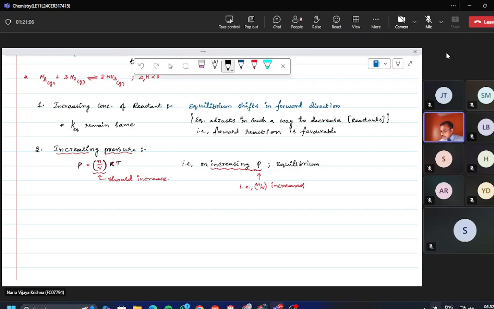Then equilibrium shifts in such a way to decrease N. Equilibrium shifts in such a way to decrease N.